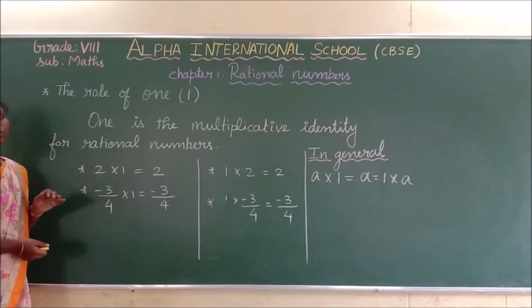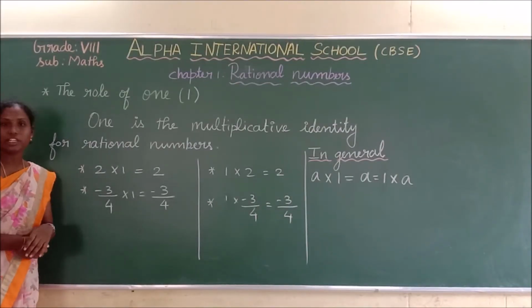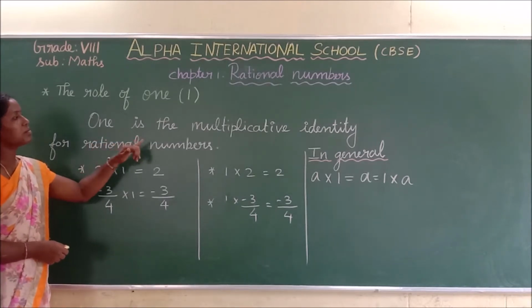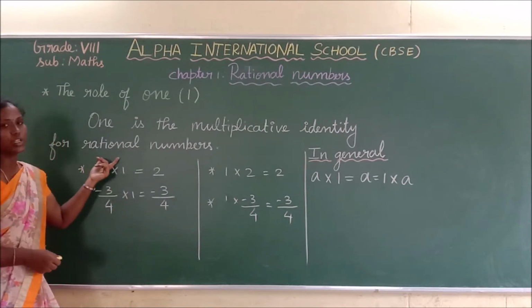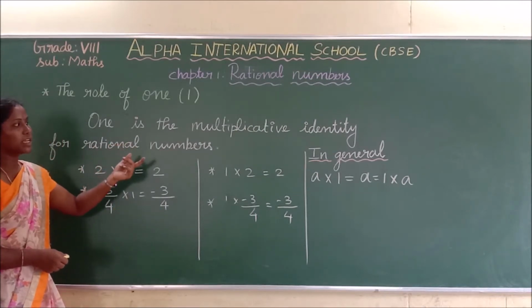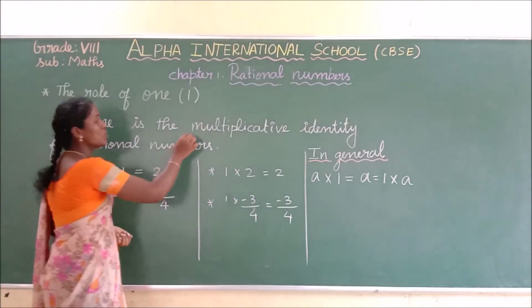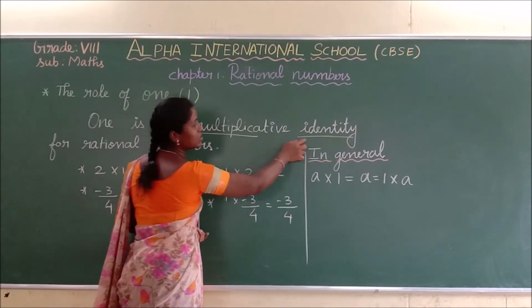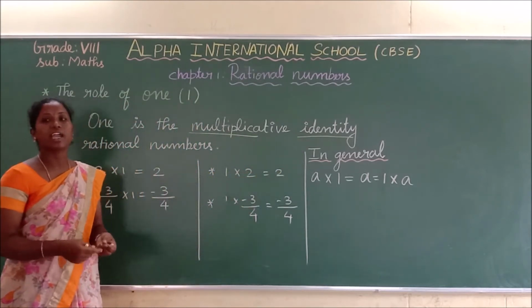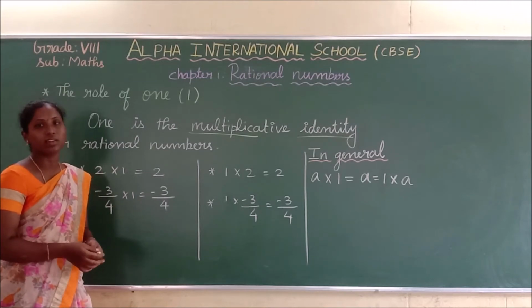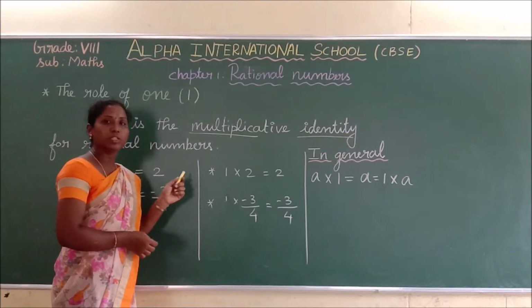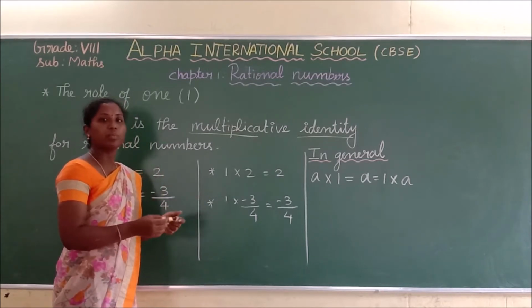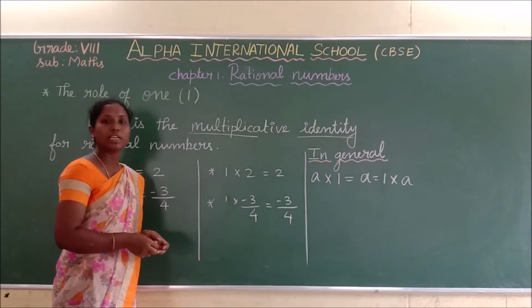So now we are going to see the role of 1 for rational numbers. What is the role of 1 for rational numbers? 1 is the multiplicative identity for rational numbers. Multiplicative means something multiplied. Identity means similar, or identifying as 1 itself. So if you multiply a number with a rational number and get the same number as the result, the number which is multiplied is called the multiplicative identity.